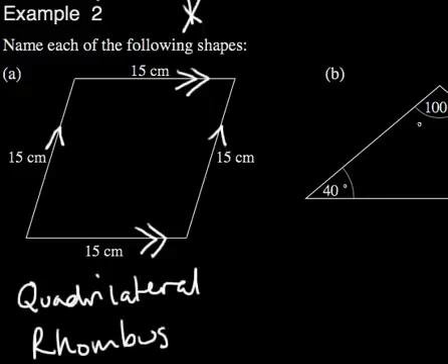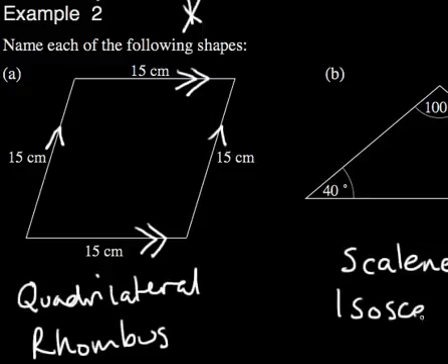This third shape is definitely a triangle. What sort of triangle is it? Well, there are 3 to choose from. You've got a scalene, you've got an isosceles, and an equilateral.